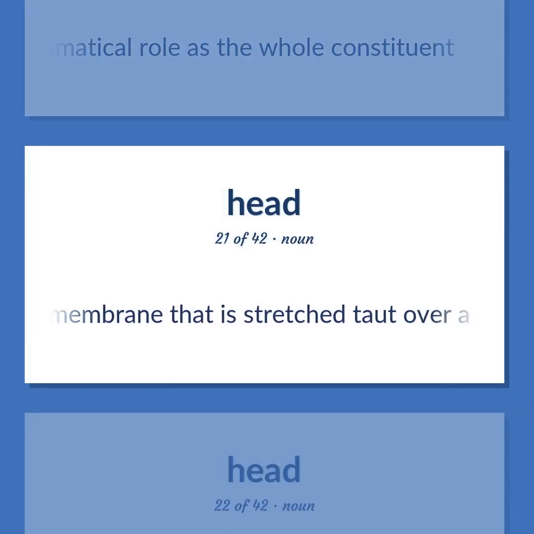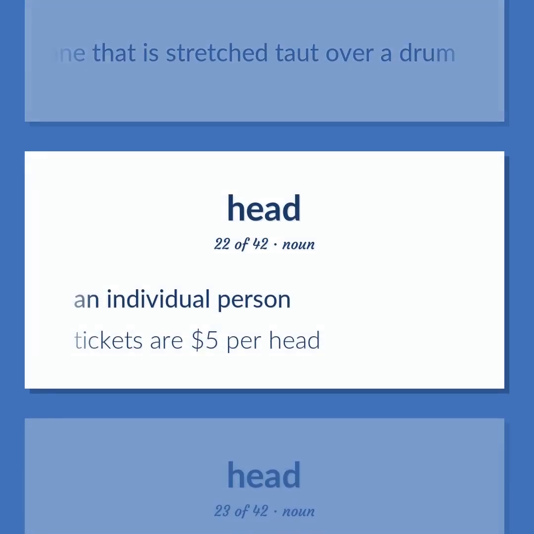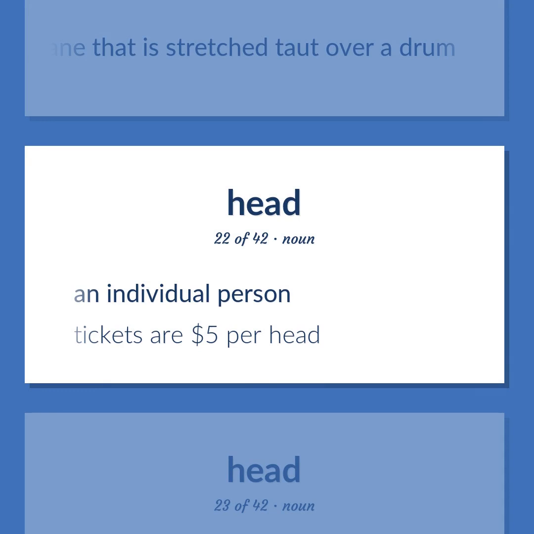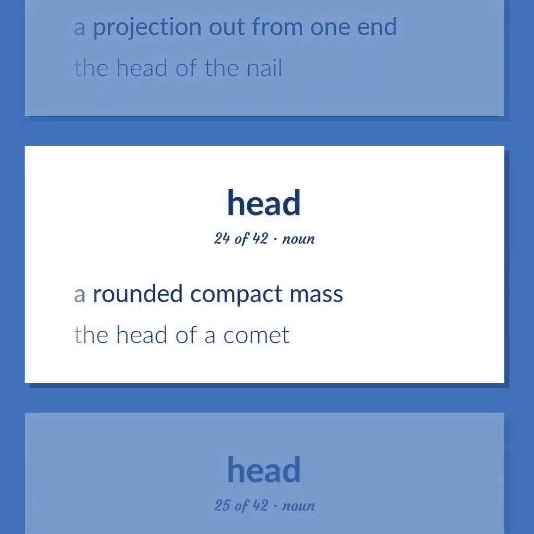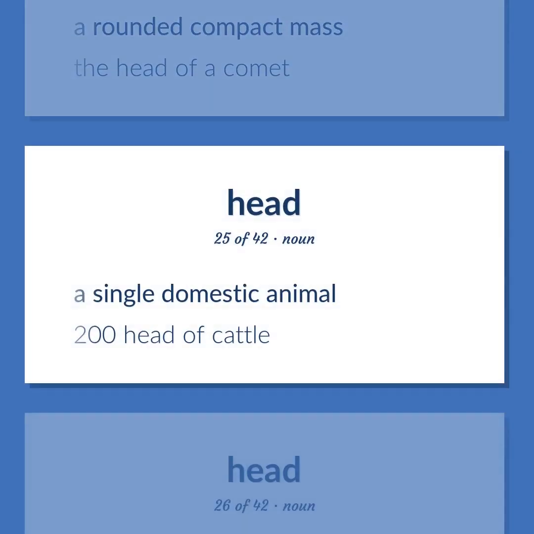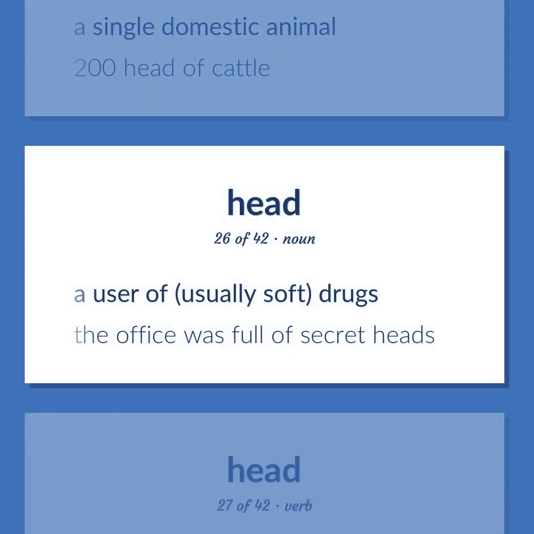A membrane that is stretched taut over a drum. An individual person. Tickets are $5 per head. A projection out from one end. The head of the nail. A rounded compact mass. The head of a comet. A single domestic animal. 200 head of cattle. A user of, usually soft, drugs. The office was full of secret heads.